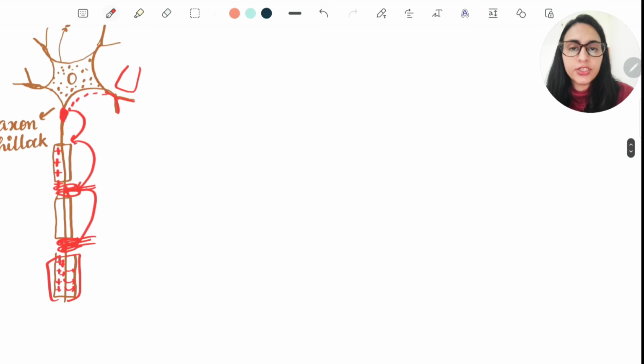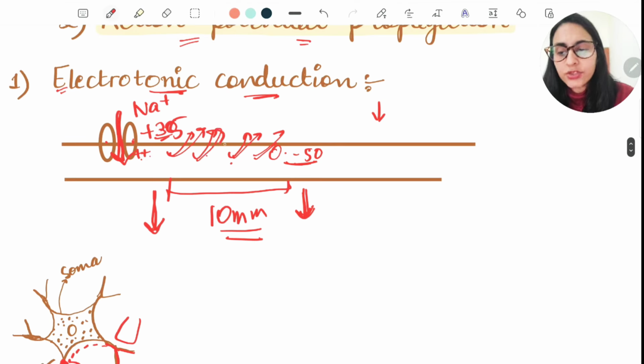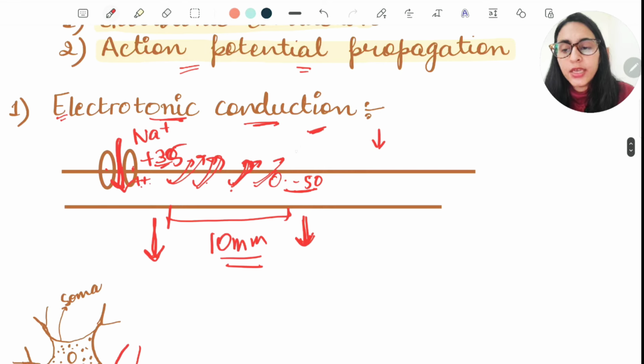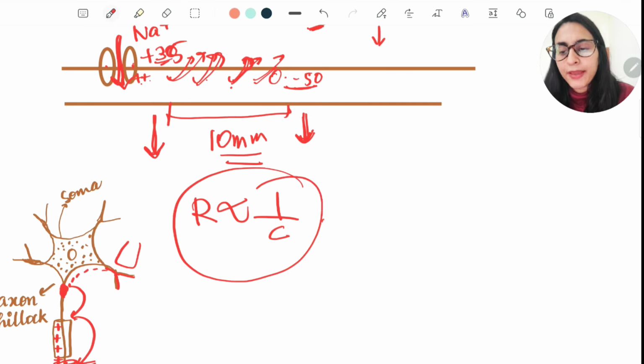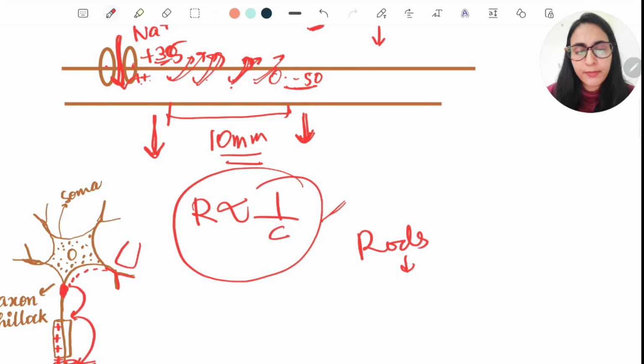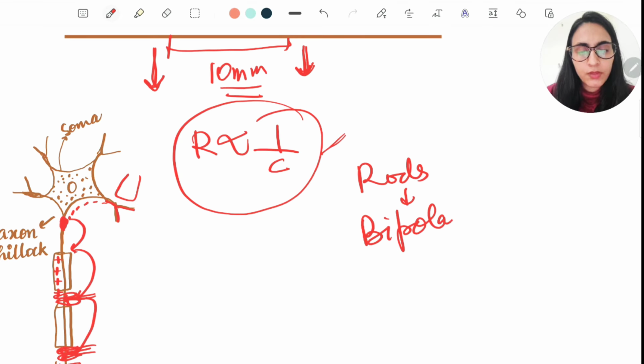So electrotonic conduction is decremental because of the leakage of ion, while on the other hand saltatory conduction is not decremental, it is not leaking out because the overlying myelin sheath is preventing it. The overlying myelin sheath decreases the capacitance and increases the resistance. So basically resistance is inversely proportional to capacitance. This kind of conduction is seen in the retinal cells, in the rods, then the bipolar cells, and the ganglia.